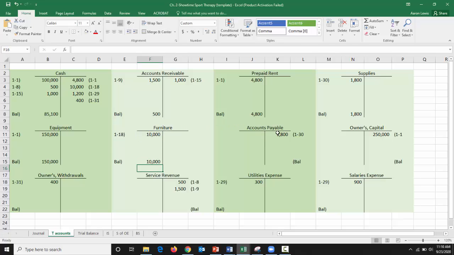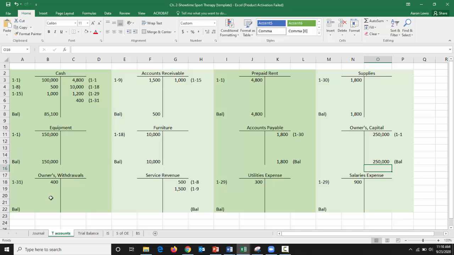Accounts payable is our only liability, and liabilities go up on the credit side, down on the debit side. So we would add our credits and subtract our debits. But in this case, since we only have one, we can just bring down the balance, making sure it still stays on the same side of the T. Same is true with owner's capital. Owner's capital goes up on the credit side, down on the debit side. You would add all your credits, subtract your debits, but since we only have one, we make sure that we put it on the right side, and we bring down our balance of $250,000.